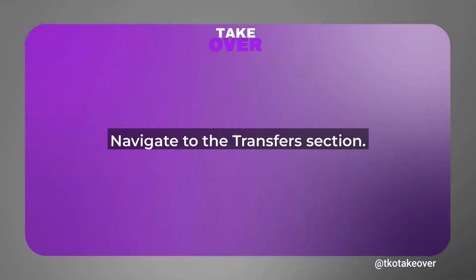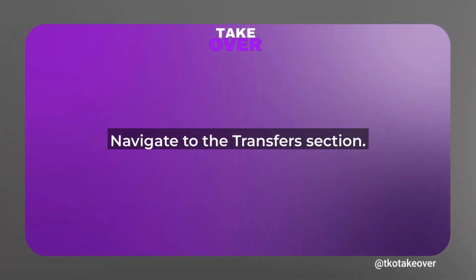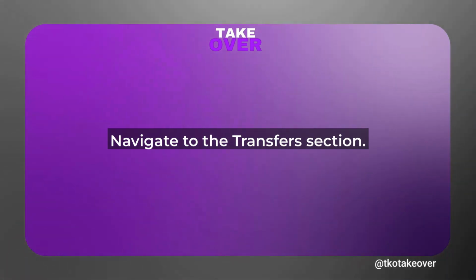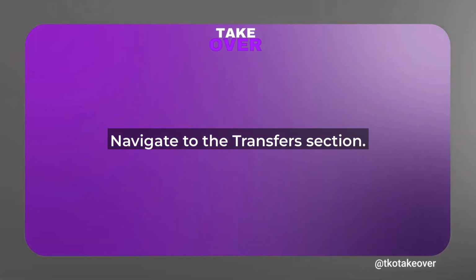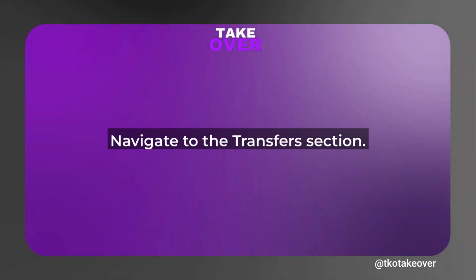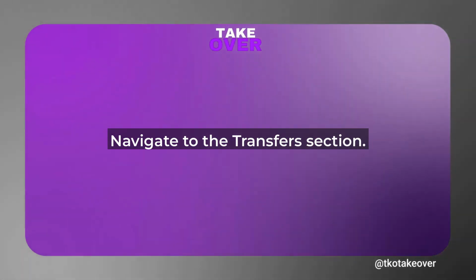Step 1. Open your AIB app and log in with your credentials. If you're on a desktop, head to the AIB website and sign in securely. Once you're in, navigate to the Transfers or Payments section. It's usually front and center in the dashboard.